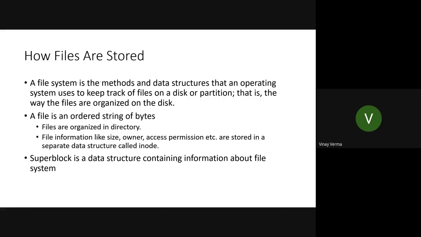So a file system is the method and data structure that an operating system uses to keep track of files on a disk or a partition. That is the way files are organized on the disk. So the file system manages the files which are stored and where they are stored. So it depends on the file system where the files are stored.